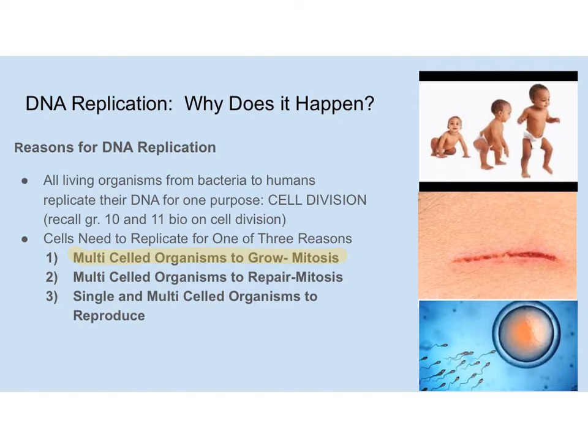Okay, multicelled organisms also need to be able to repair themselves. So we get damaged sometimes. We get a cut. We lose a hair. We hit our arm. Okay, we have to repair ourselves. So we have to make new cells in order to do that, or replicate ourselves. And then the last one, single and multicelled organisms make new cells to reproduce.